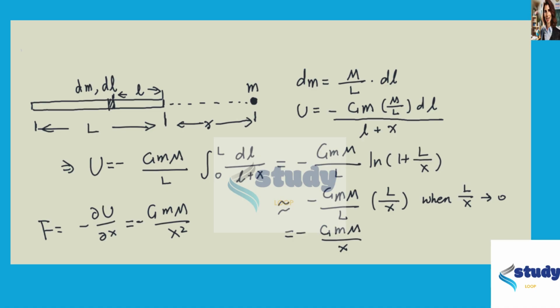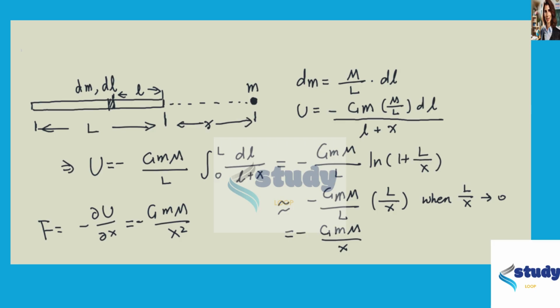Now we do the integral on l. So the range of l varies from the right end, which is 0, to the left end, which is capital L, right? So we put this equation here. We do the integral from 0 to L on dl, and we can get the expression negative G small m capital M over the length of the rod times the natural log of 1 plus L over x.